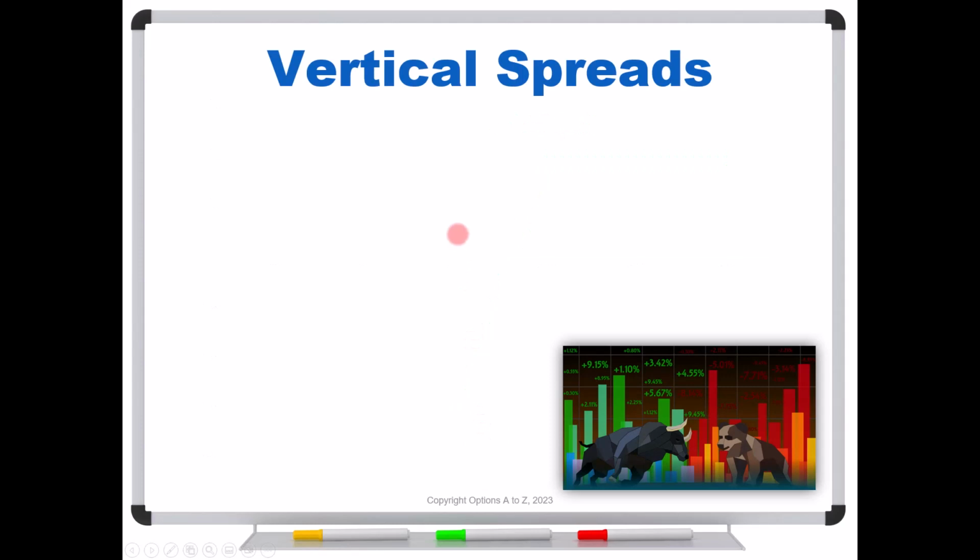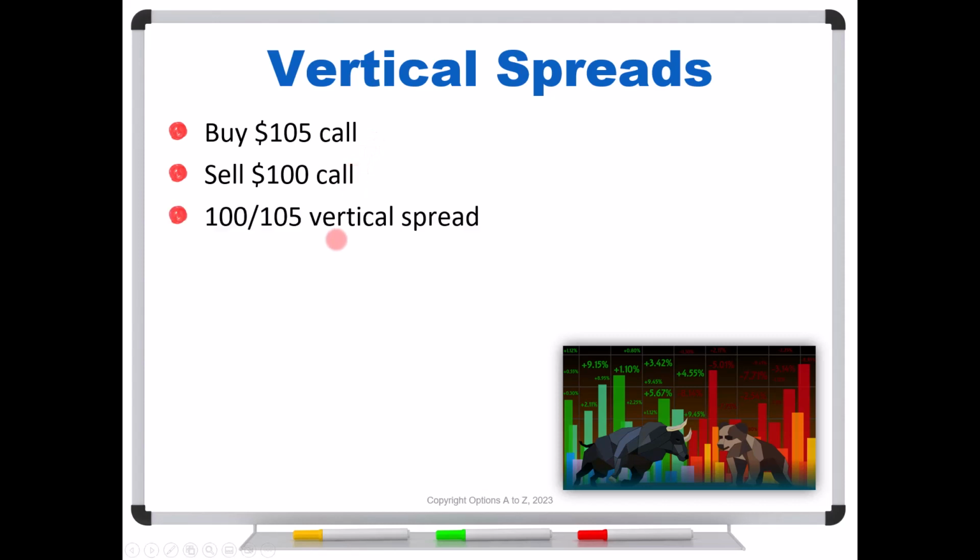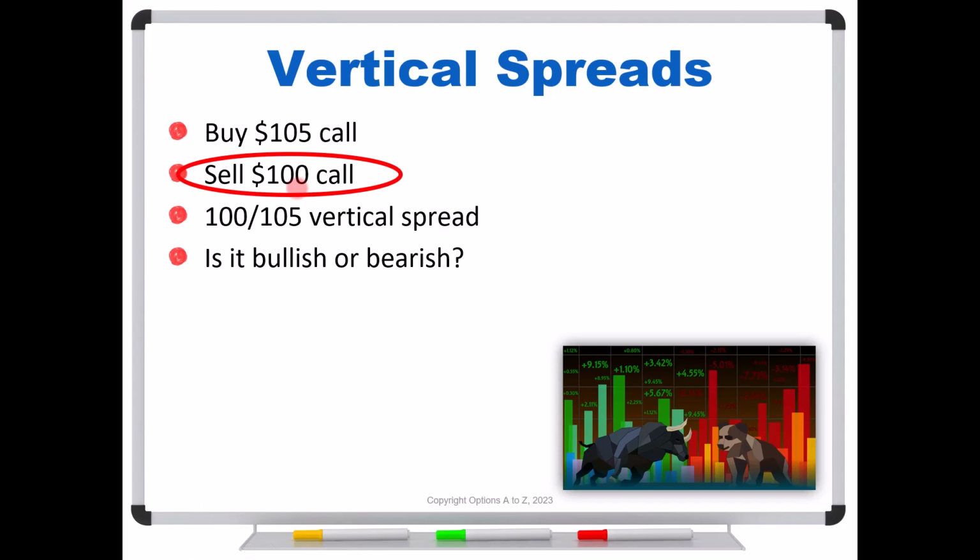Okay, so let's try another one. Let's say that you buy the 105 call and sell the 100 call. This time we flipped them. You've got the 100-105 vertical spread, but this time it would be short. So the question is, is this bullish or bearish? So as before, it's a two-step process. We see that we have calls, which is the lower strike. It's right here, it's the 100. So that's the first step. I've identified the more valuable strike.